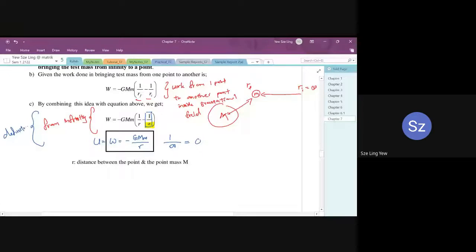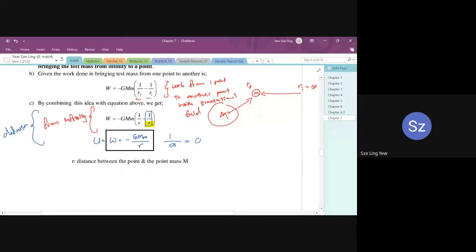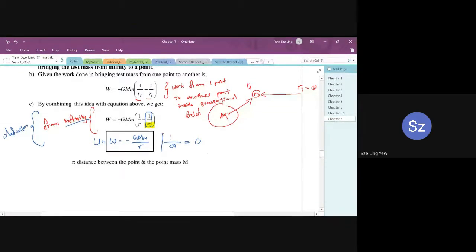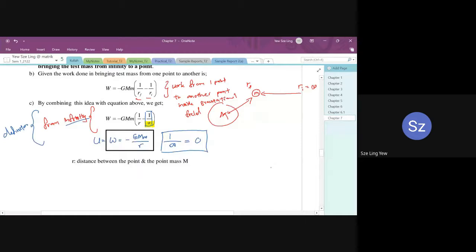And then the definition tells you the object initially is coming from infinity. So you substitute R initial as infinity. If it is not infinity, then you substitute the value. Then it will go back to the first equation, right? So U equals to W equals to negative GMm over R. So why GMm over R? Because when you use 1 divided by infinity, then it will give you 0.